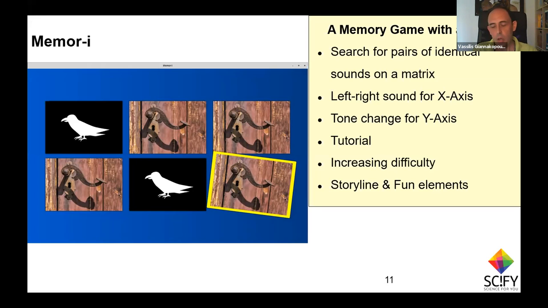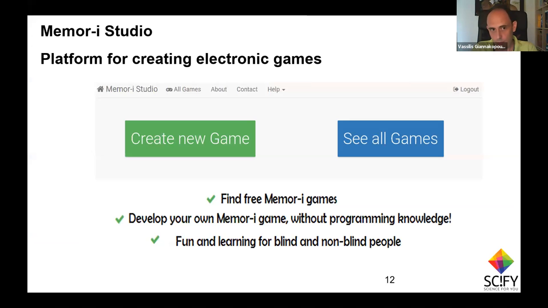And we asked them, would you like us to create a game where you do not only try to find pairs of identical pictures, but pairs of corresponding pictures? For example, UK, London, or France, Paris, for a geography game. And they loved it. So we started creating games, musical games where you could hear the sound of the instrument and the name of the instrument and make a pair, or geography games or history games. It was such a success that we created Memory Studio, a platform for creating electronic games. You do not have to know how to code. You develop your own memory game without programming knowledge, and it's fun and learning.